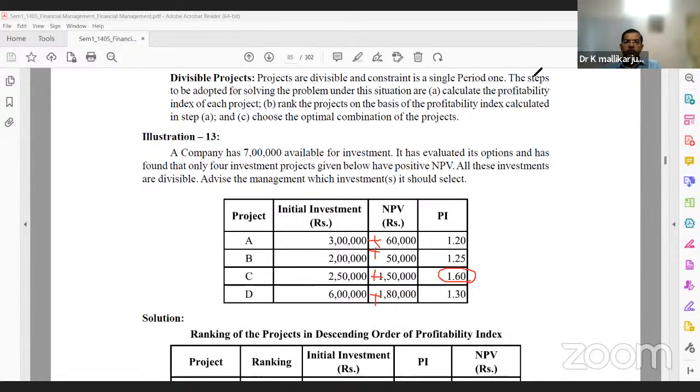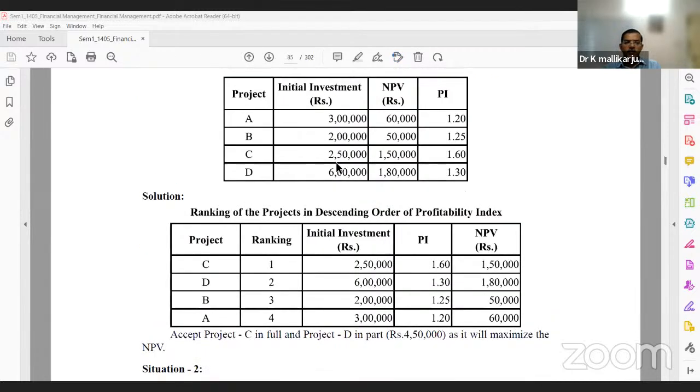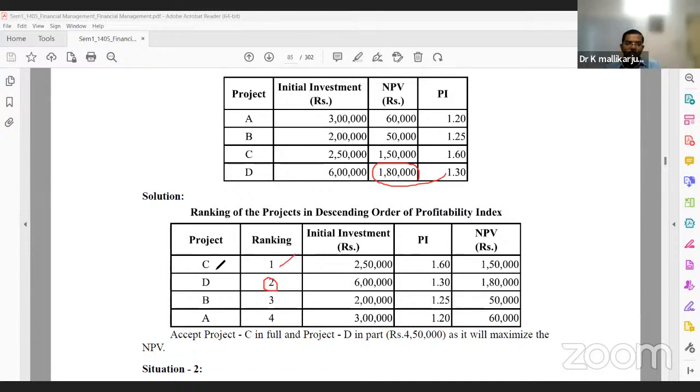Right? So which project are we going to start with, the highest one. So ranking, see which project is giving the highest. In terms of positive value, 1.8 gives a second rank. But 1,50,000, it is the first rank. Project C is the first rank. Why? The PI value is 1.6. This is the first project, first rank, second rank, third rank, fourth rank.